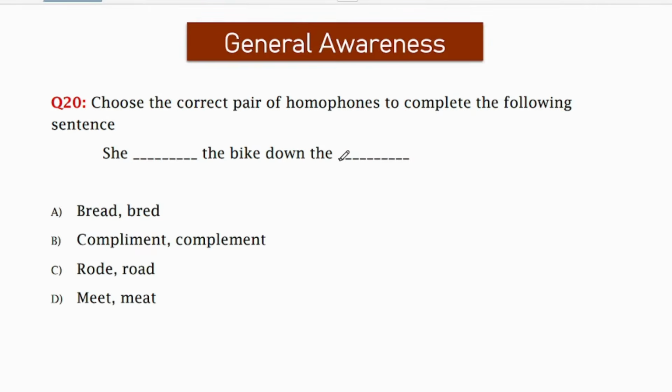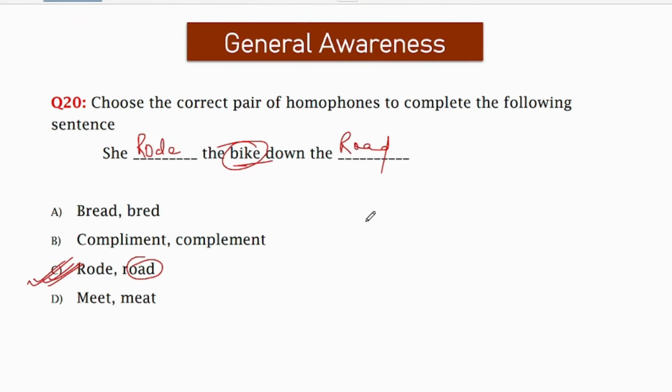All right. If you see it carefully, just by one word, you should be able to answer this question. She dash the bike down the dash. Where do you ride the bike? You ride it on the road. This is the right answer. So she rode the bike. She rode the bike down the road. Right? So C is the right answer.